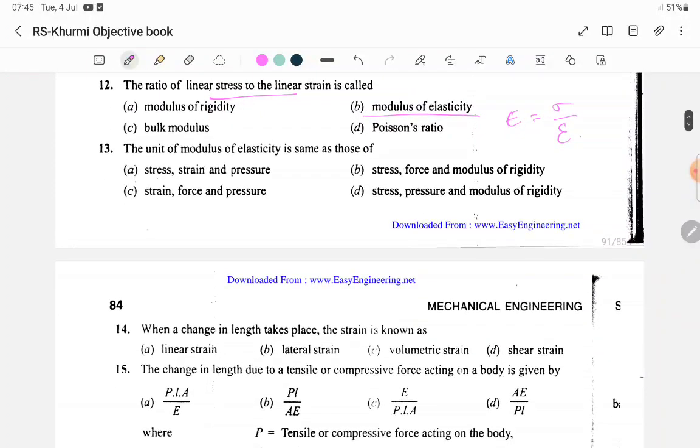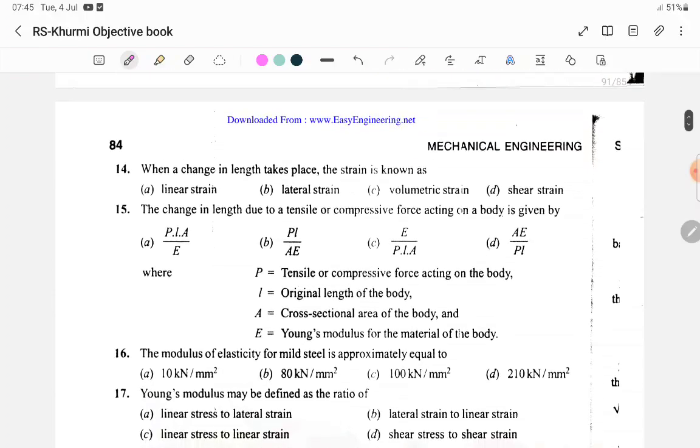The unit of modulus of elasticity is the same as that of stress, pressure and modulus of rigidity, because here you can see the strain doesn't have a unit. So Young's modulus is the same as that of stress or modulus of elasticity. Young's modulus is also called the modulus of elasticity.